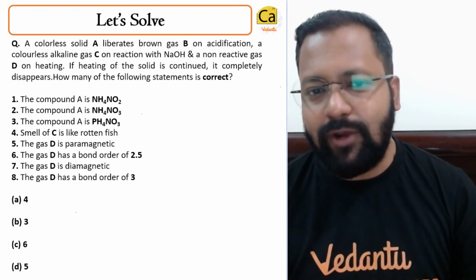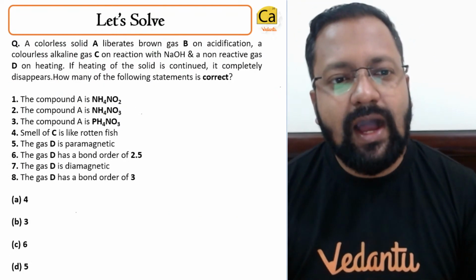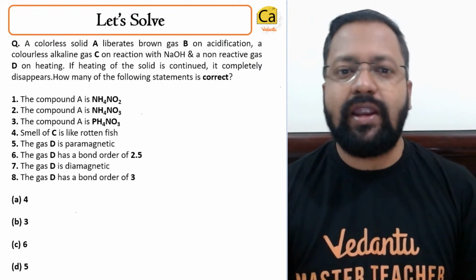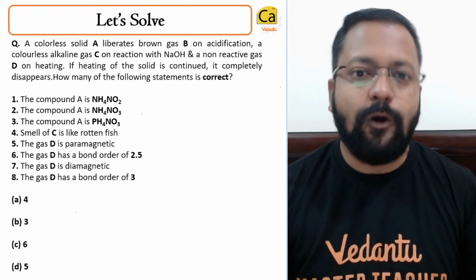This is a slightly elaborate question. इसको थोड़ा अच्छे से समझते हैं. A colorless solid A liberates a brown gas B on acidification.